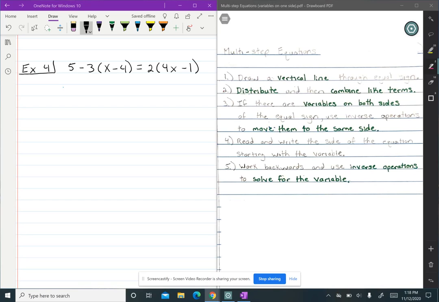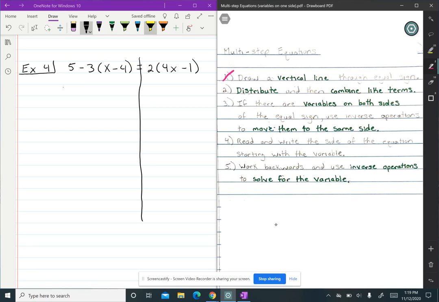In this video, we're going to solve a multi-step equation with variables on both sides. The first thing we're going to do is draw a vertical line through our equal sign. And as you can see, the steps are listed out on the right side of the screen. Then we need to look to see if we can distribute.